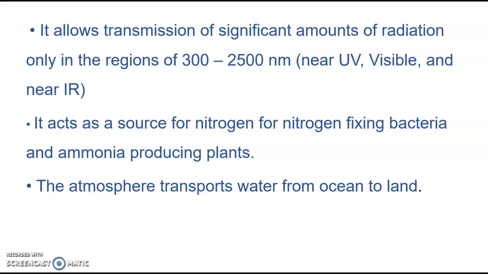Below 300 nanometer, the UV radiation is very harmful to us. So it protects us from harmful UV radiation. We know that the ozone layer, which is found in the atmospheric part, filters these harmful UV radiations.